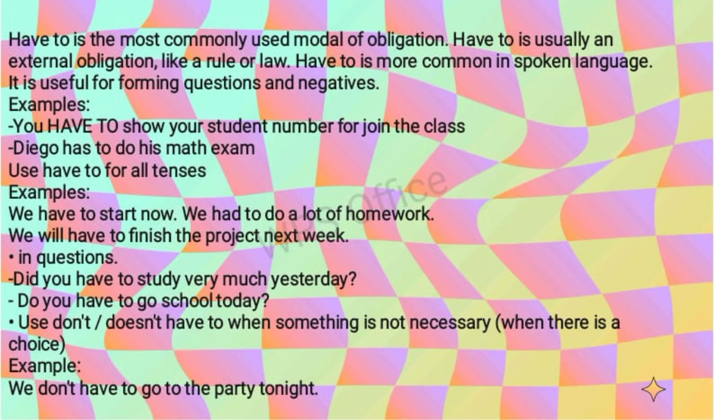Use have to for all tenses. Example: we have to start now. We had to do a lot of homework. We will have to finish the project next week. In questions: did you have to study very much yesterday? Do you have to go to school today? Use don't or doesn't have to when something is not necessary, or when there is a choice. Example: we don't have to go to the party tonight.